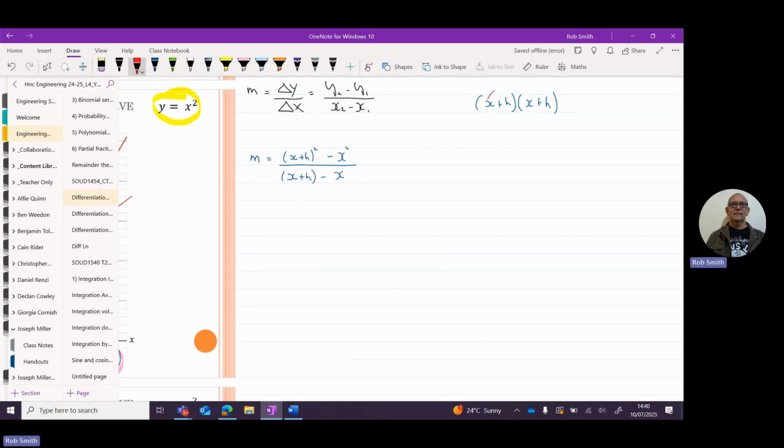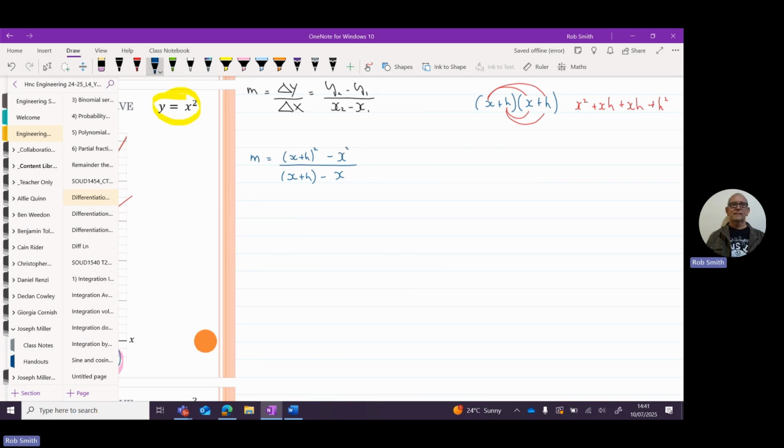So multiply everything by x. I'm going to get an x squared. Multiply everything by x again, and we're going to get x h. Multiply everything by h, we're going to get an x h again, and then multiply everything by h, we're going to get an h squared. This simplifies down to x squared plus 2 lots of x h's plus h squared.